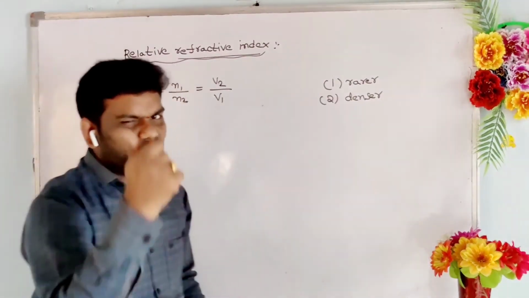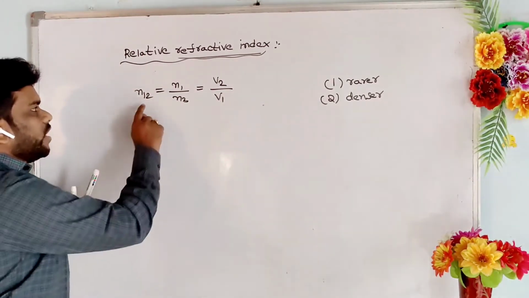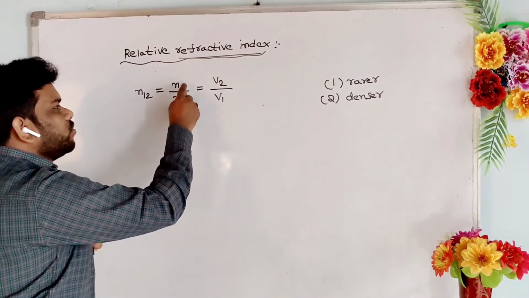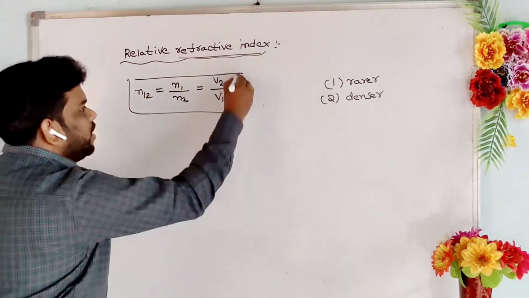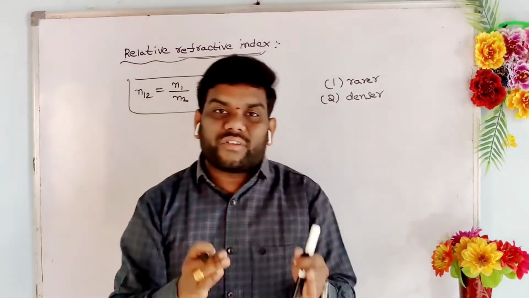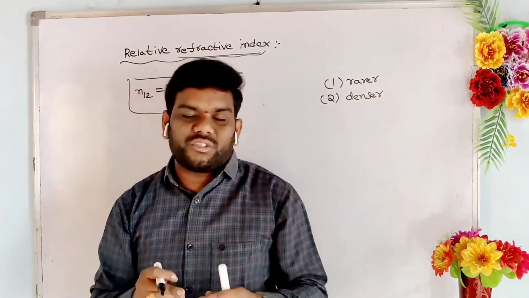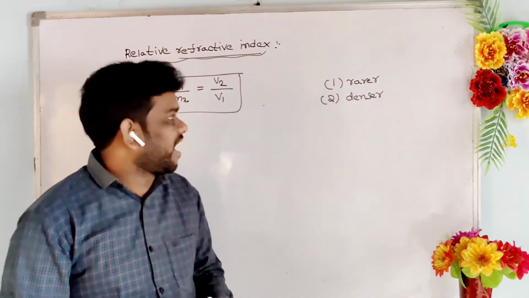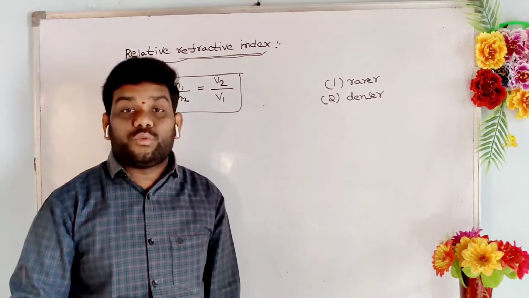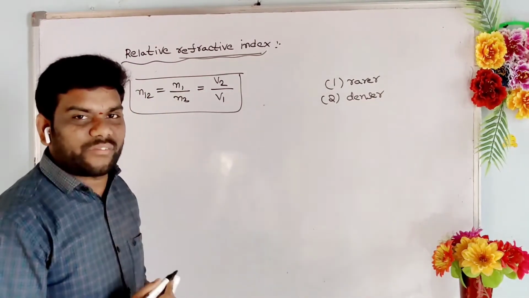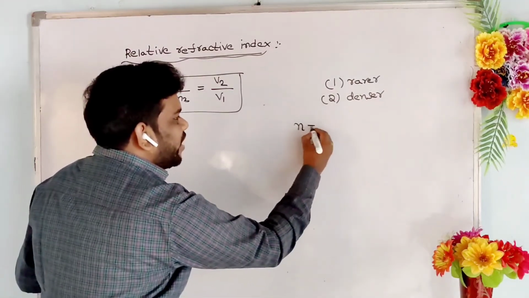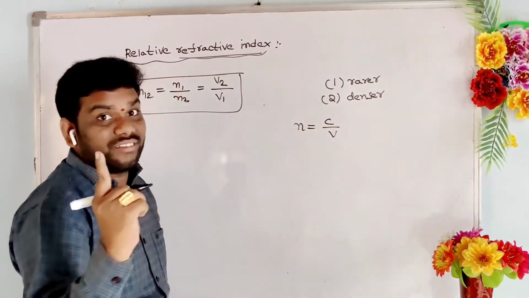Let's see once how it came. Let us start. What is that? n12 is equal to n1 by n2. Okay, let us start how n12 is equal to v2 by v1 comes. n12 is equal to n1 by n2. Let's see. What is the formula of refractive index? n is equal to c by v. Very important.